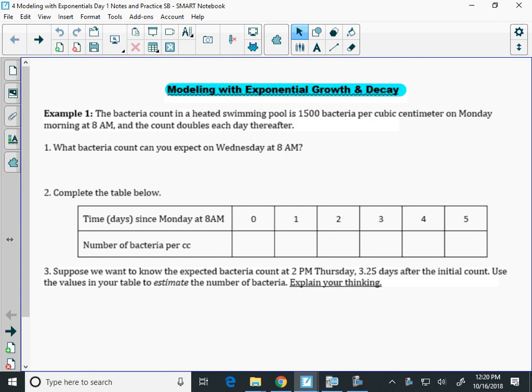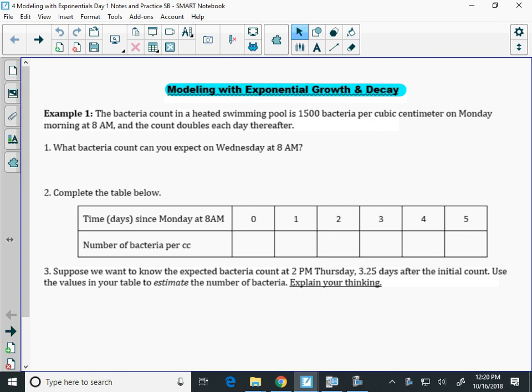swimming pool. Now this says the bacteria count in a heated swimming pool is 1,500 bacteria per cubic centimeter. So think about how big a centimeter is. I'm going to show you. It's not perfect, but you see this little die I'm holding up right there? That is roughly a cubic centimeter. Right? Roughly.